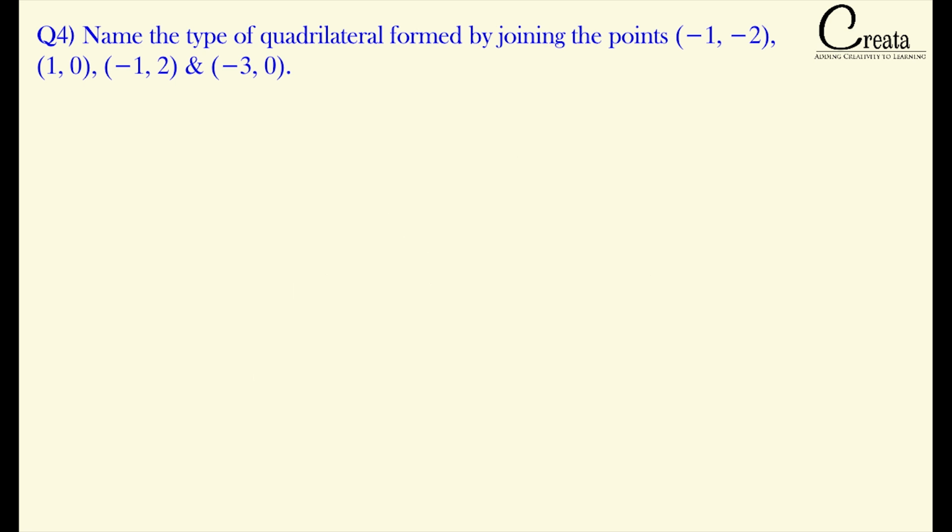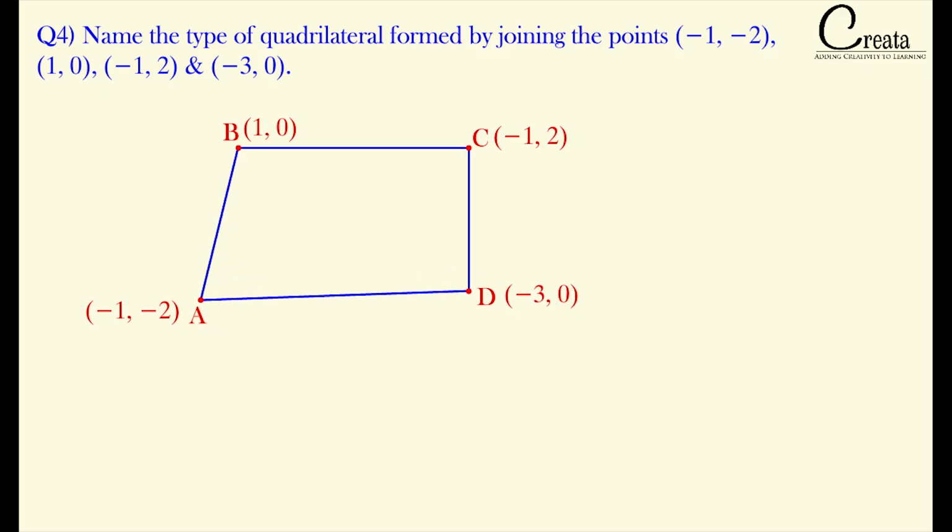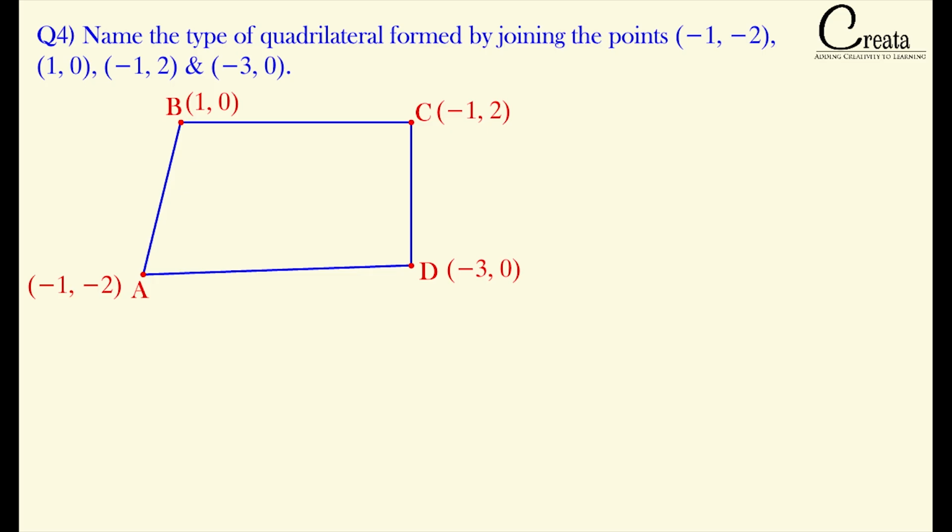Okay, let's approach this question. The 4 points of the quadrilateral are given. Let's name these 4 points as A, B, C and D. 4 points are given, so we can form a quadrilateral with these 4 points. In this question, we have to name the type of the quadrilateral formed. We have to tell whether this is a trapezium, a kite, a parallelogram, rectangle, rhombus or square. Means we have to identify what is the type of this quadrilateral.